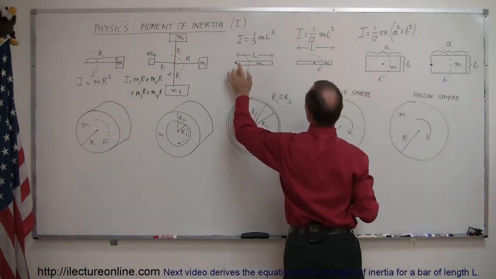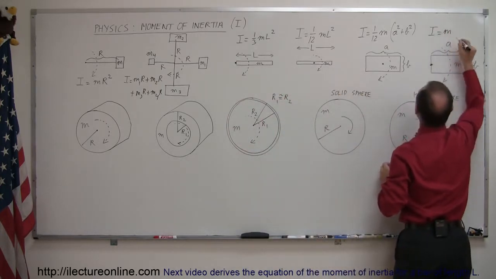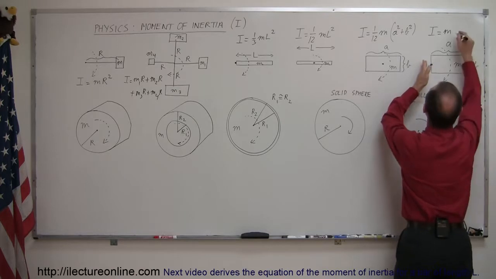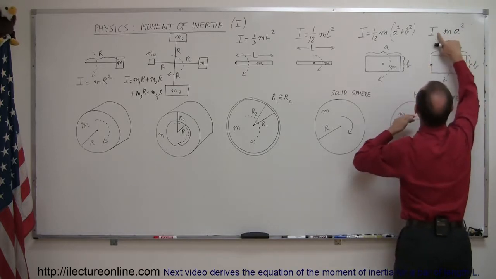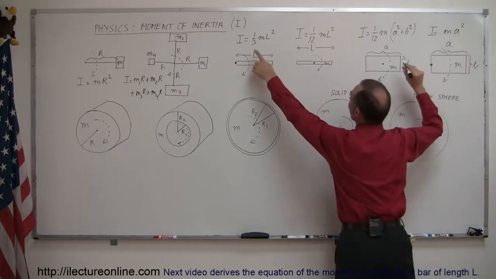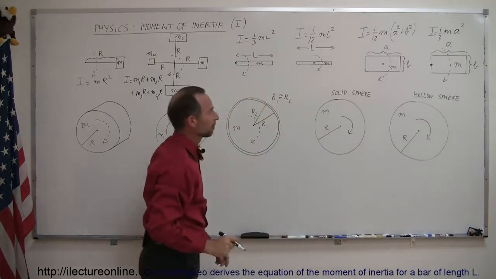And so then it becomes just like this one right here. We can say that I is equal to the mass times this distance, which is a squared. And of course, I'm forgetting the constant in front. It would be 1/3 ma squared.